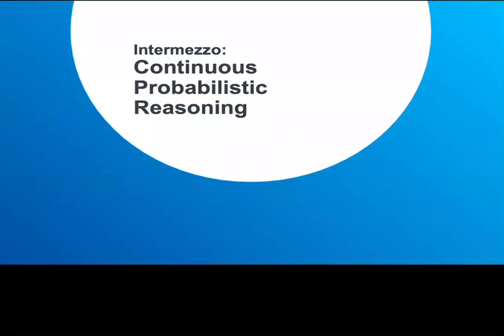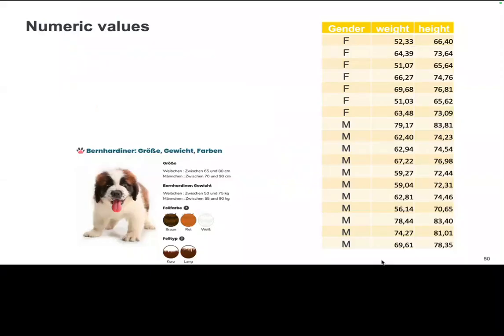Now, we have talked about discrete probability distributions. However, quite often we have attributes which are not taken from a discrete domain where we have a limited number of values, but quite often we have continuous domains. For example, when we consider numeric values such as the height or weight of a dog, and let's assume we want to distinguish between different races, different breeds of dogs.